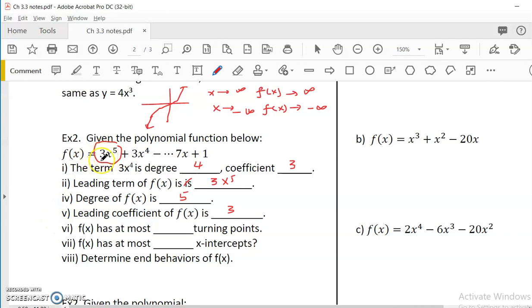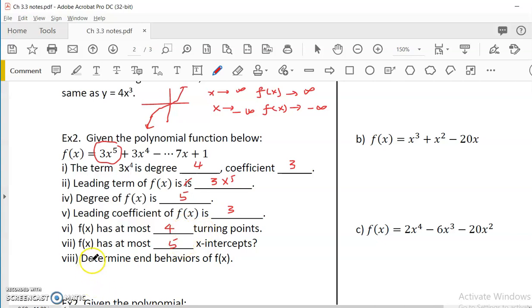Now, because it's degree 5, how many turning points can it have? If it is degree 5, it would have 4 turning points. It's always one less than its degree. What is the most x-intercepts that it can have? The most it can have is exactly the same as the degree, 5. So 4 turning points, 5 x-intercepts.